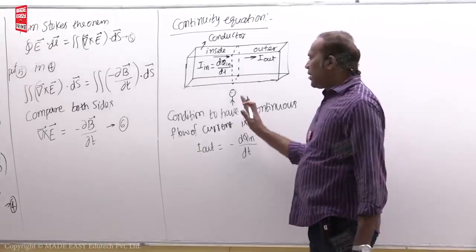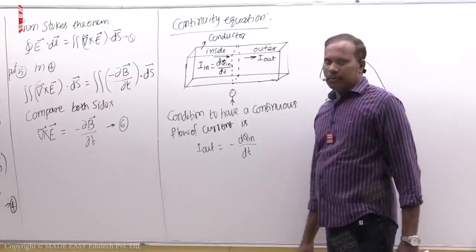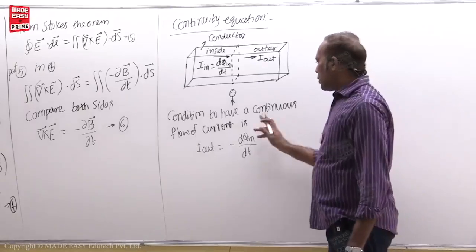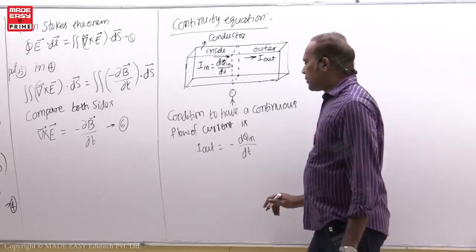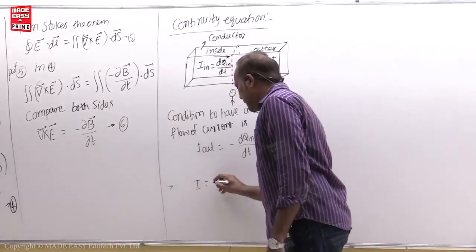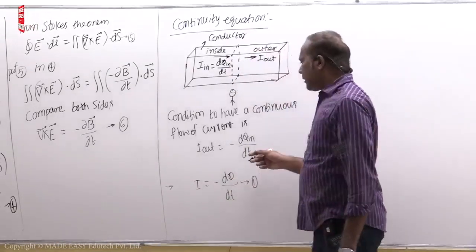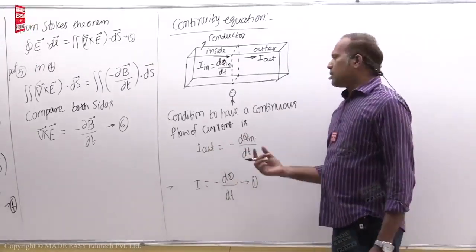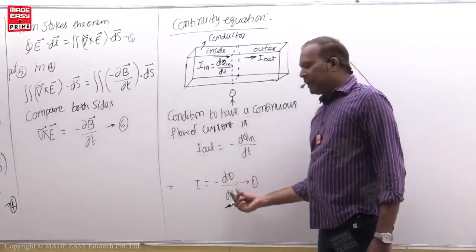Okay, so this is what we are observing with respect to distance, dear students. At this distance we are observing, but in the textbooks they don't write in this much detail. Simply they write: condition to have a continuous flow of current is I is equal to minus dq by dt. In textbooks they write simply I is equal to minus dq by dt. Just for understanding purposes I wrote in, out and all those things. But in textbooks, the condition to have a continuous flow of current is I is equal to minus dq by dt.